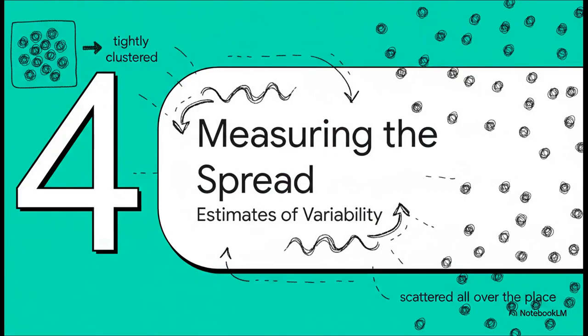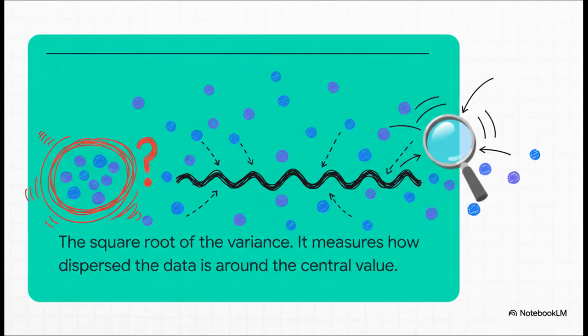Right, so after we find the center, we need to figure out the spread. Are all the data points clustered tightly together like a swarm of bees, or are they scattered all over the place? This idea is what we call variability. And the most common way to measure this is the standard deviation. Now, the definition sounds complicated, but the idea is simple. It's basically the typical distance of any data point from the center, from the mean.